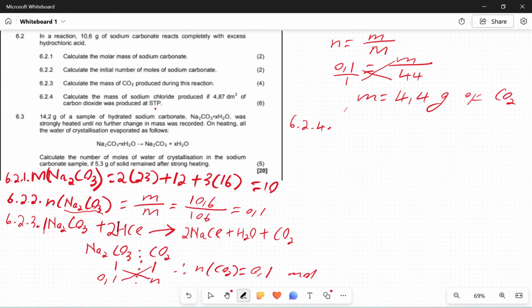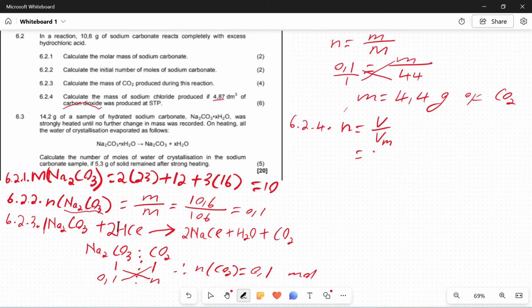Remember, I said when you see STP, you must think the formula n is equal to V over Vm. What are we going to use this formula for? We will use it to find the number of moles of carbon dioxide. Okay, so let's do that. What is the volume for carbon dioxide? It is 4.87. In this case, it's in dm cubed. If it was in cm cubed, you are going to have to convert it.